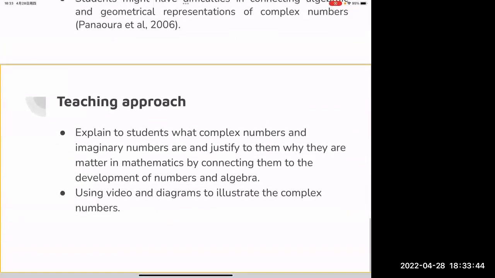So the teaching approach I'm going to use, firstly, I'm going to explain to students what complex numbers and imaginary numbers are, and justify to them why they matter in mathematics by connecting them to the development of numbers and algebra. I'm also going to use videos and a lot of diagrams to illustrate the complex numbers. Okay, now let's start our teaching.